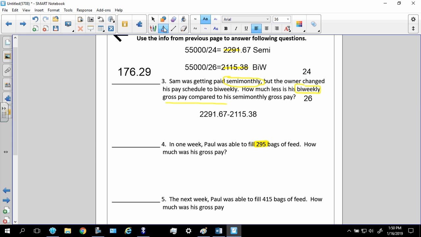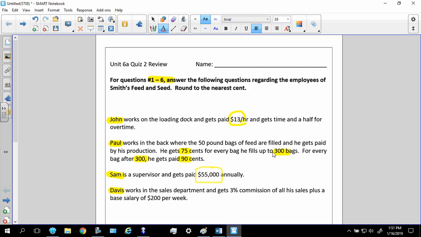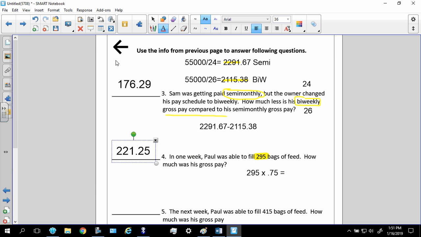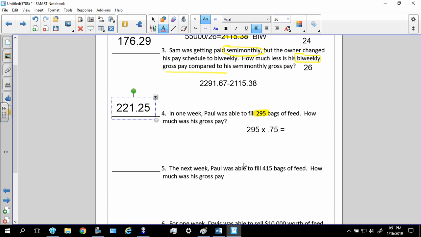With that being said, this is actually a pretty easy question. We're going to take 295 bags and times that by 75 cents. When we do that, we'll get an answer of $221.25. All right. Now, in the next week, he was able to add 415. Remember from the directions, 300 bags was the dividing point, so to speak. So if you remember from my visual learners, here, I'm going to split everything up.